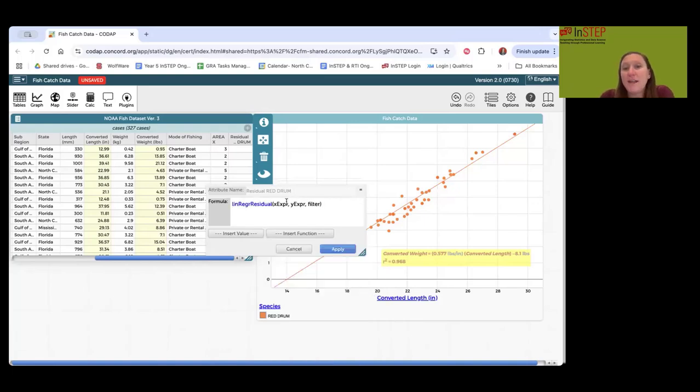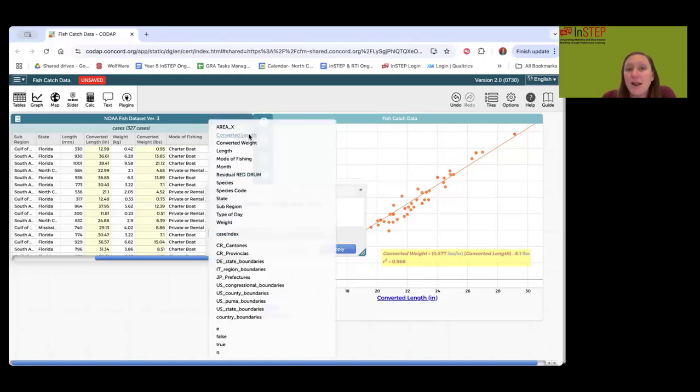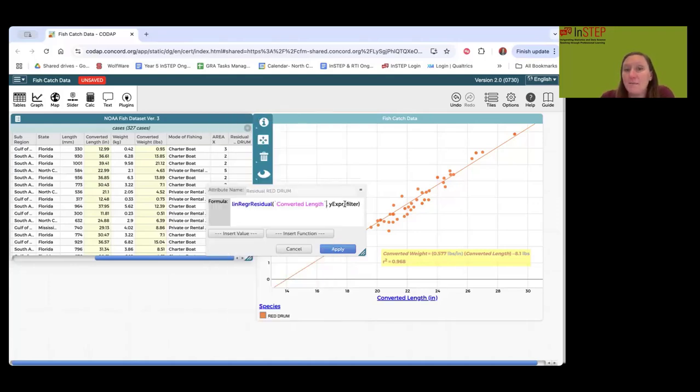So we click on that. And we see that we need to tell it what our X experimental variable is, our Y variable, and then any filters we have used. And so we're going to go here and highlight our X experimental variable and Y experimental variable, and we are going to insert a value, and our X variable is converted length. I'm going to do the same for Y with converted weight.